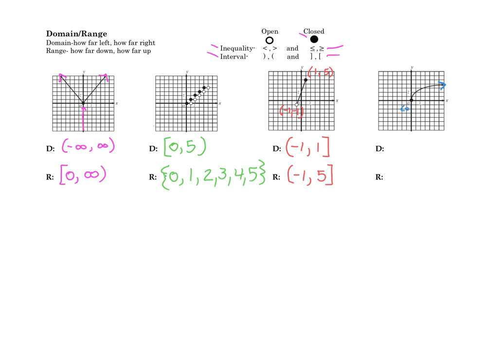This point is at 0, 0, which is the origin. So the farthest left I go is 0. The farthest right is the arrow, so that's infinity. Parentheses around the infinity, bracket around the 0.